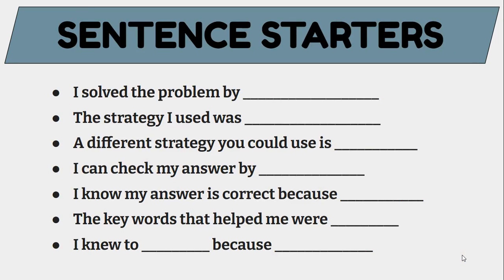So if you are having trouble thinking about how to explain your answer once you've solved, you can use some of these awesome sentence starters to think about explaining your answer, explaining how you solved, or justifying how you know your answer is correct. So, for example, I solved this problem by... The strategy I used was... A different strategy you could use is... I can check my answer by... I know my answer is correct because... The key words that helped me were... Or I knew to blank because blank.